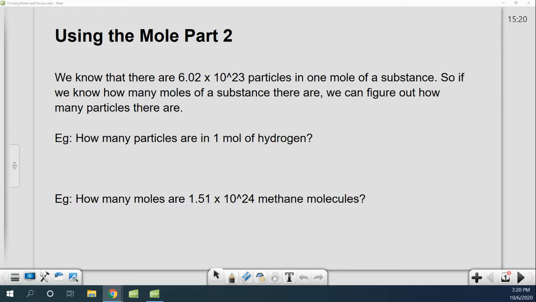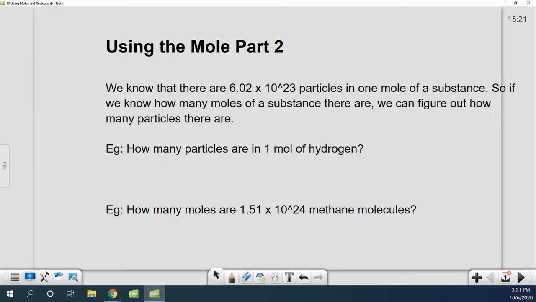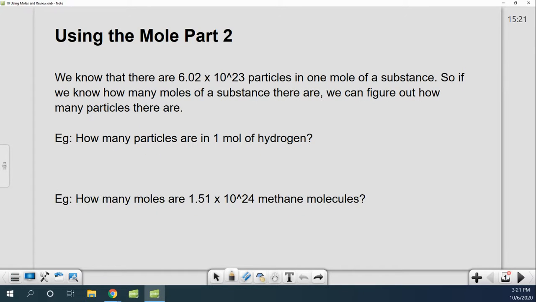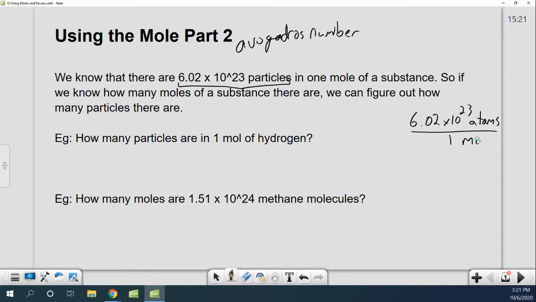So we know that there are 6.02 times 10 to the power 23 particles, Avogadro's number, in 1 mole of a substance, which means we can actually treat that like a conversion factor. 6.02 times 10 to the 23. Let's call it atoms, although really it could be particles, but atoms just fits better. In 1 mole. So now we have another conversion factor. 6.02 times 10 to the 23 atoms is a mole.